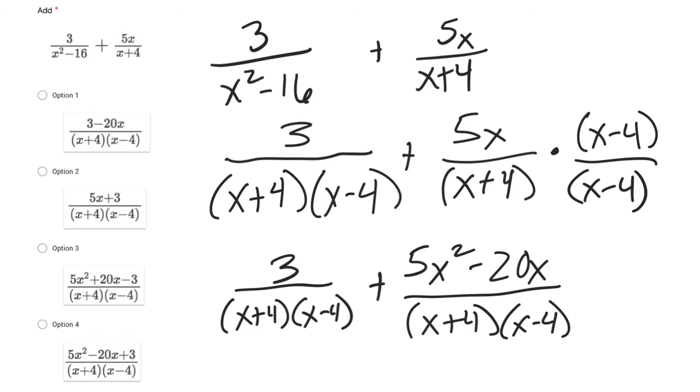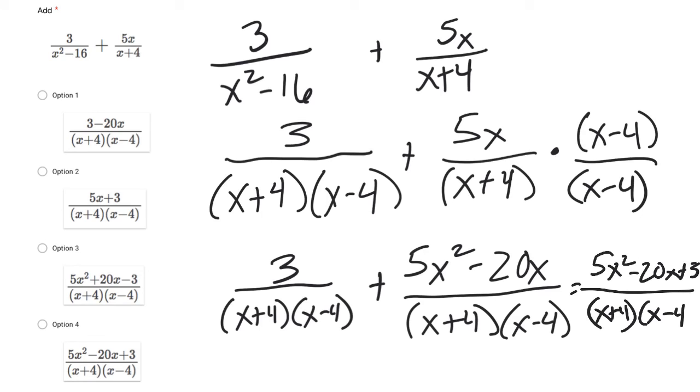So now all I've got to do is put everything together. And putting everything together gives me 5x squared minus 20x plus 3, and that's all over x plus 4 times x minus 4. So let's see which option that is. Looks like it's the last one. It's option 4 is the answer.